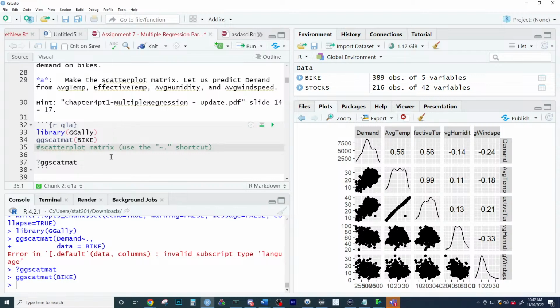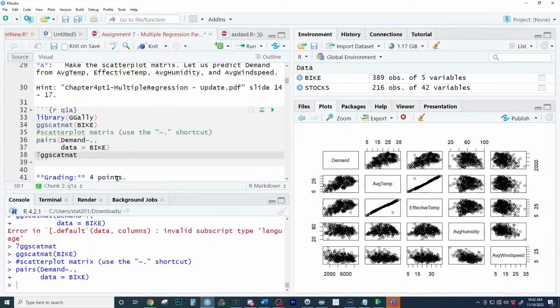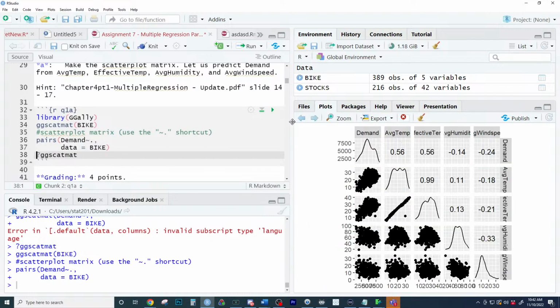So I preferably like to do this. I think the other one is pairs. So pairs is the other function which had a syntax similar to what I was writing. Demand tilde dot, data equals bike, and the pairs gives you this. So here are the differences. This one's a little bit nicer in my opinion, also gives the correlation values. How is this looking right here, Zoe? To set up the scatterplot matrix, you have to have library GGally to do the following function, but this then turns into an interactive graphic if you want.